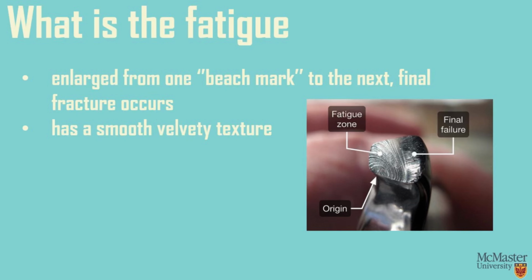Moreover, an inspection of the surface after final fracture often reveals where the crack has gradually enlarged from one benchmark to the next, until the section is sufficiently weakened that the final fracture occurs on one final load application. The beach-marked area is known as the fatigue zone. It has a smooth, velvety texture developed by the repeated pressing together and separating of the mating crack surfaces. The fatigue zone contrasts with a relatively rough final fracture.